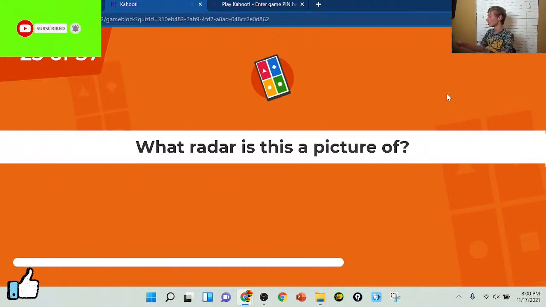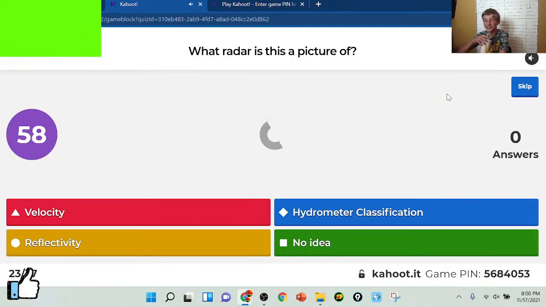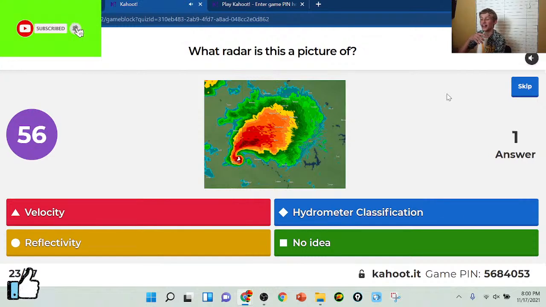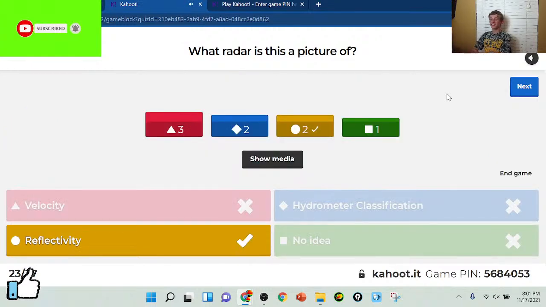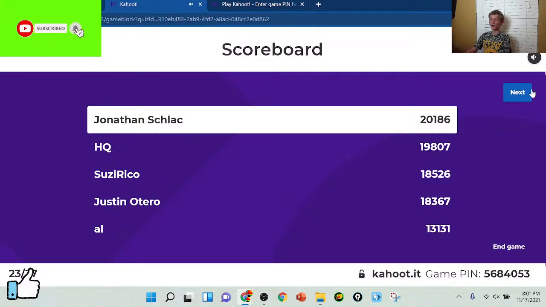What radar is this a picture of? Is it the velocity, the hydrometer classification, reflectivity, or do you have no idea? Good, it is the reflectivity. Very, very good. Wish a little bit more people would have gotten that right. But it's okay. These are probably the hardest questions on there.